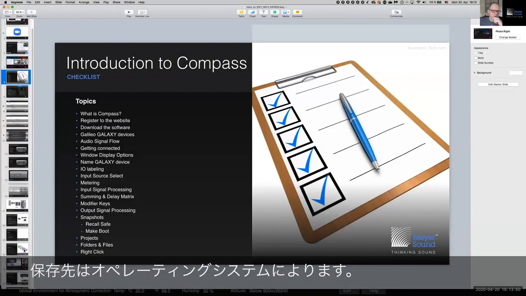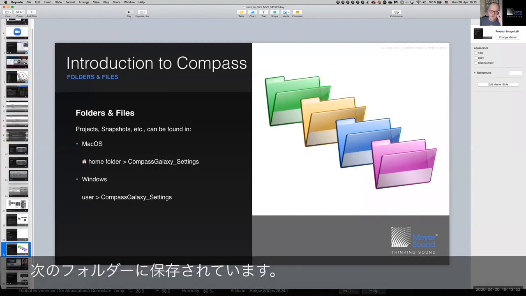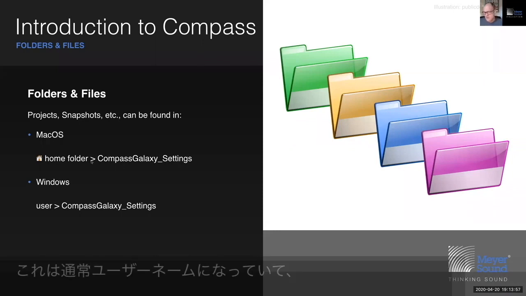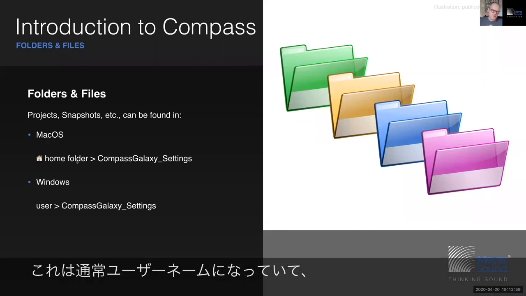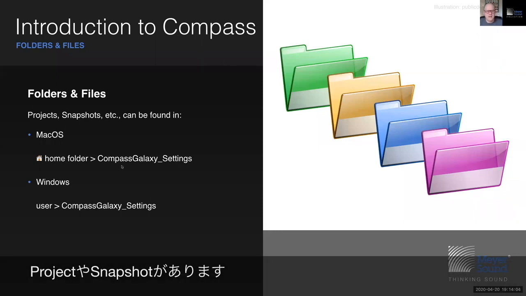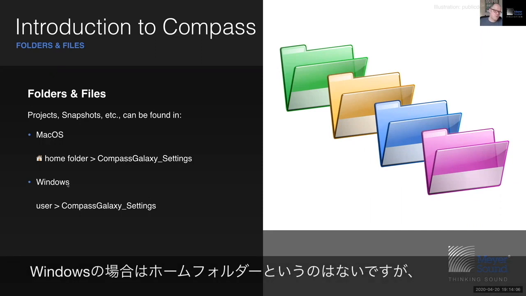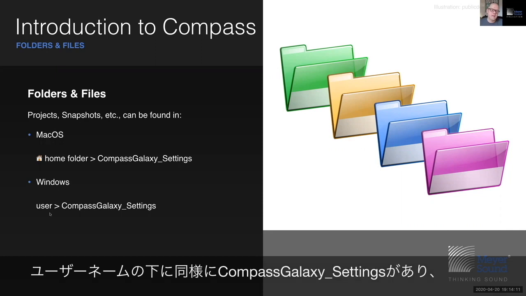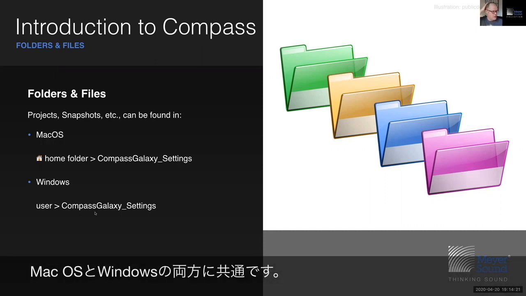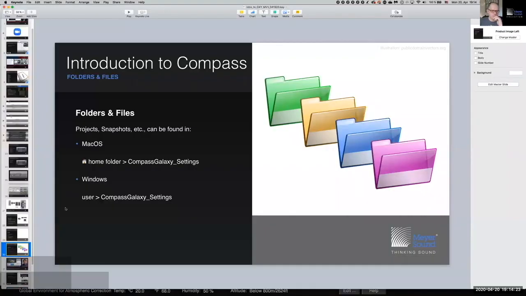Well, depending on your operating system, they live in the following folders. For those that use Mac OS, they will live in your home folder, which typically has your username, and then you will find those files, projects, and snapshots in Compass Galaxy settings. And the same is true for Windows, except that Windows does not use a home folder, but it will have a folder named after the username. And then in the same Compass Galaxy settings, you will find your projects and you will find your snapshots. So that is common to both Mac OS and Windows.